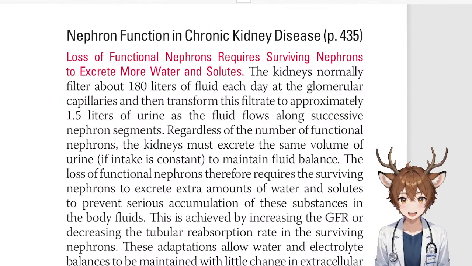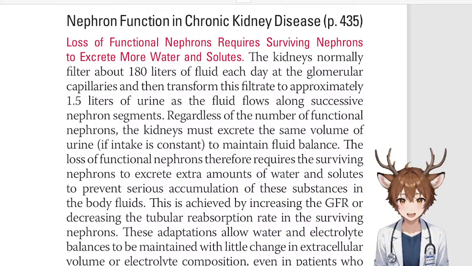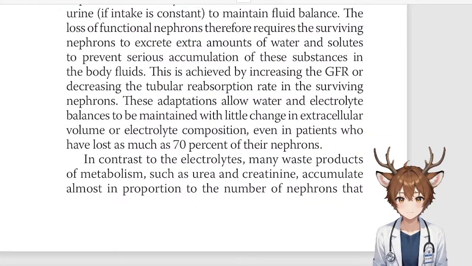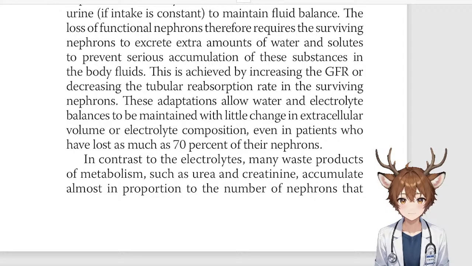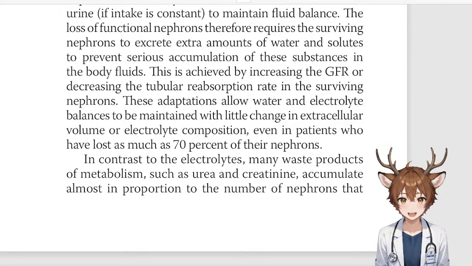This is achieved by increasing the GFR or decreasing the tubular reabsorption rate in the surviving nephrons. These adaptations allow water and electrolyte balance to be maintained with little change in extracellular volume or electrolyte composition, even in patients who have lost as much as 70% of their nephrons. Well, that's pretty impressive, I have to admit.